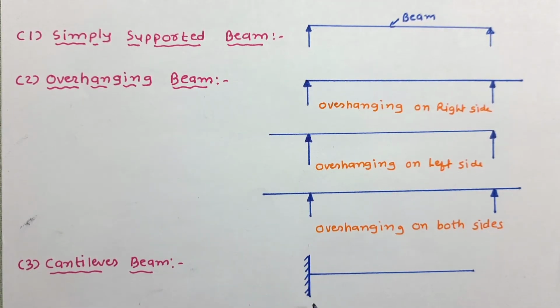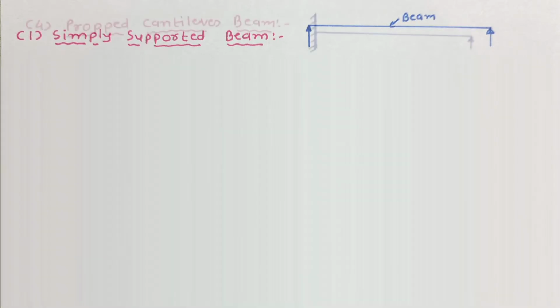The third type of beam is the cantilever beam. In the cantilever beam, we can see one support is a fixed support and the other support is a free support. This kind of beam is observed mostly in balconies, where one end is kept free. This kind of beam is used for very short spans.